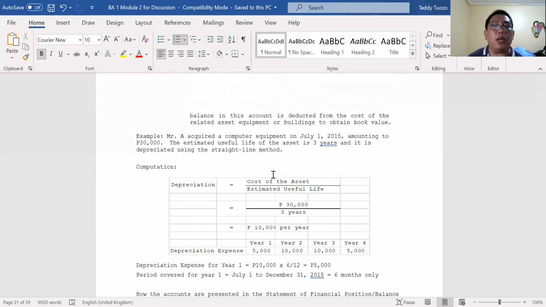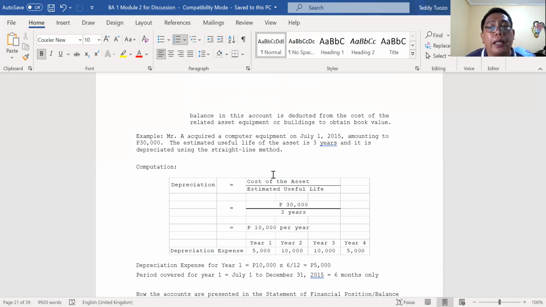So I have here an example. Mr. A acquired computer equipment on July 1, 2015, amounting to 30,000, and the estimated useful life of the asset is 3 years, and it is depreciated using the straight line method. Remember, one example of a depreciation method commonly used all throughout businesses is the straight line method, because this is the simplest method of depreciation.